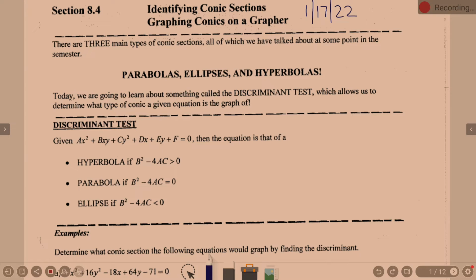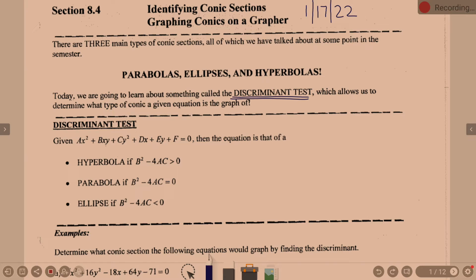On the back, which is tomorrow, we'll talk about graphing these conic sections on a graphing calculator, and all of that entails. But for right now, there's three main types of conic sections. We've talked about all these: parabolas, ellipses, hyperbolas. And we're going to learn something called the discriminant test.